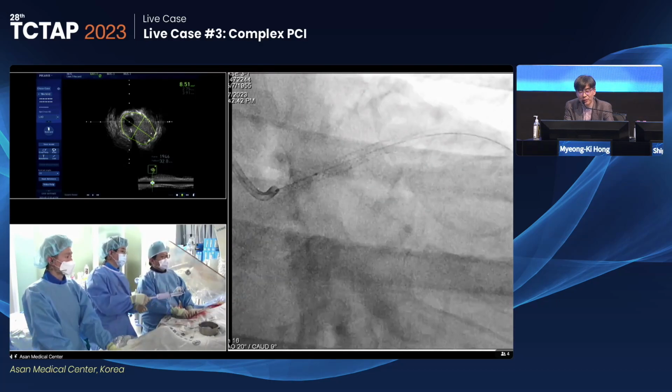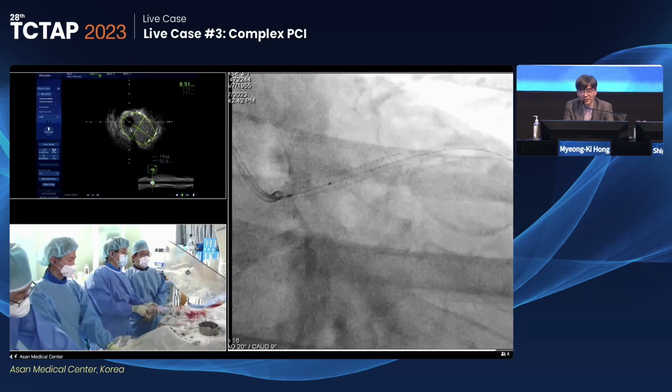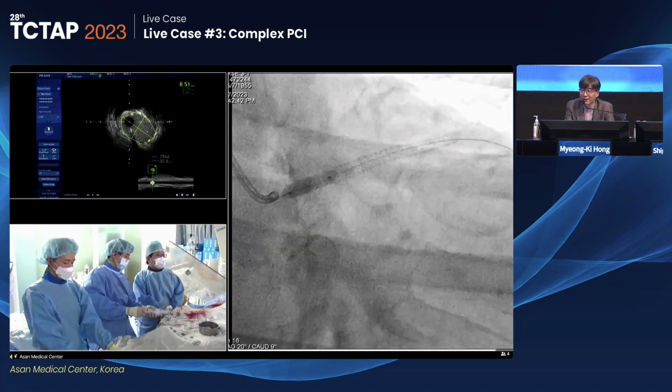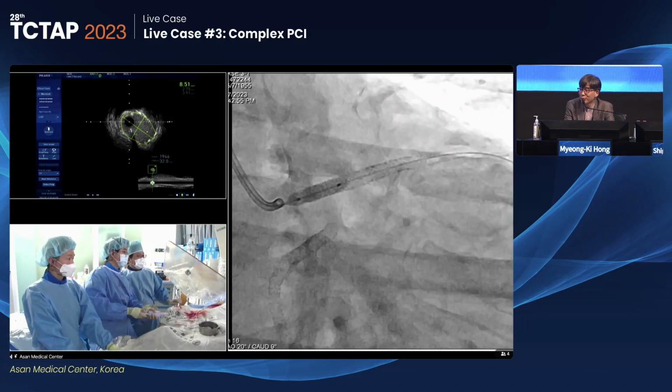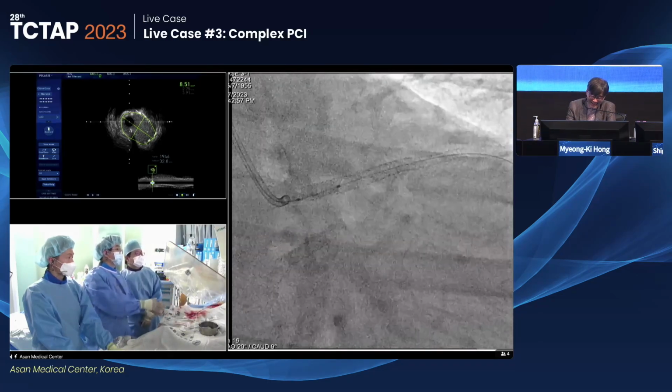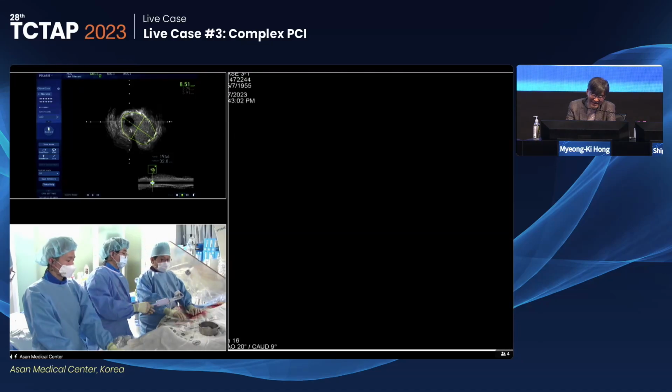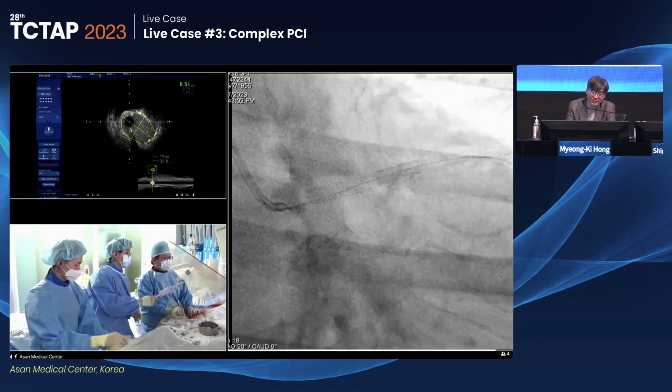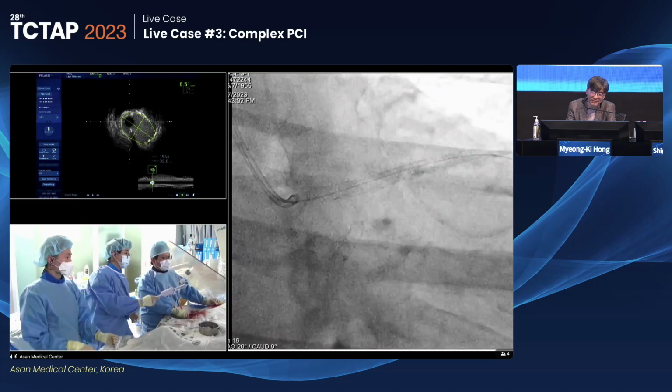Without the angiogram, just looking at the fluoroscopic image of the stent, it looks like a very huge lumen. No, the runoff still matters. Yeah, you can see the huge lumen. Very good.